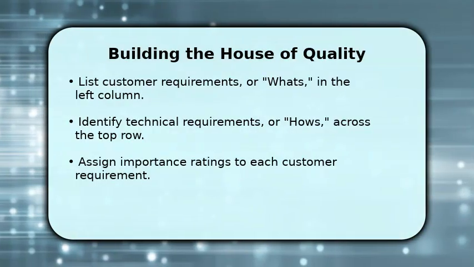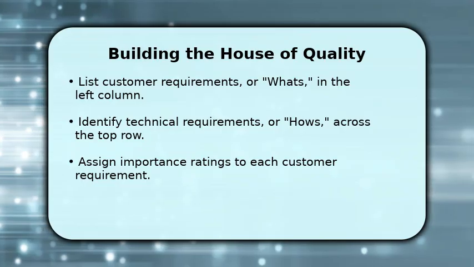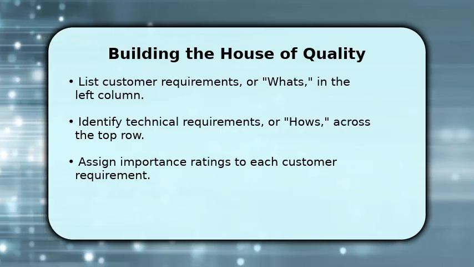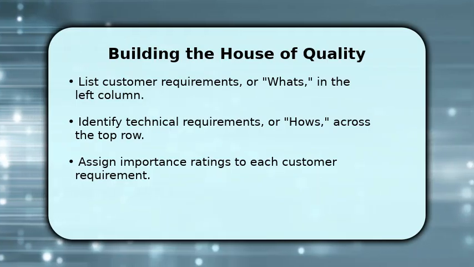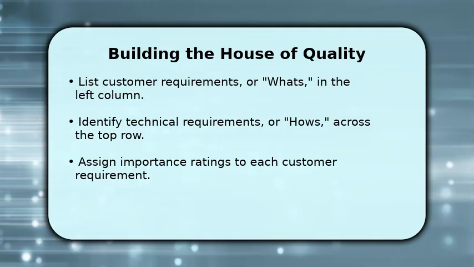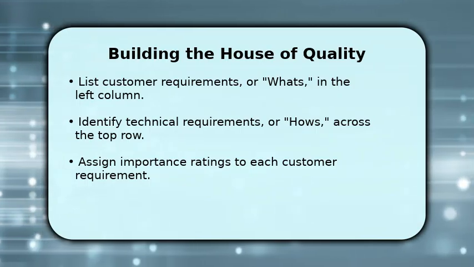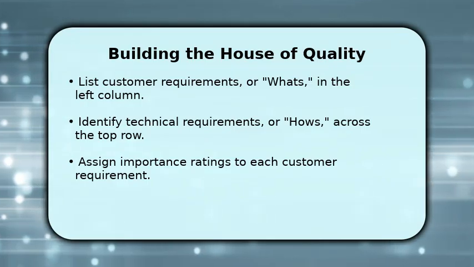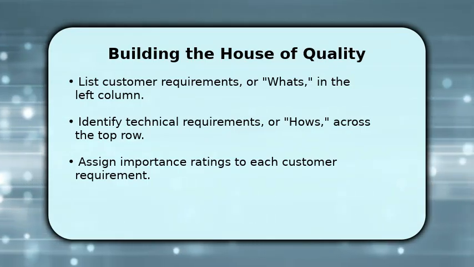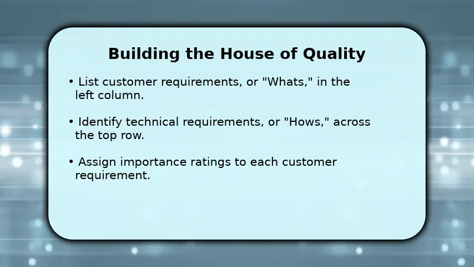Next, let's construct the main body of the House of Quality. Start by listing your customer requirements, the what's, down the left side. These are the voice of the customer. Across the top, you'll define your technical requirements, the how's, which are your design solutions. Assign an importance rating, typically on a 1 to 5 scale, to each customer need. Then, in the central matrix, you'll quantify the relationship between each what and how, using symbols or numerical values.